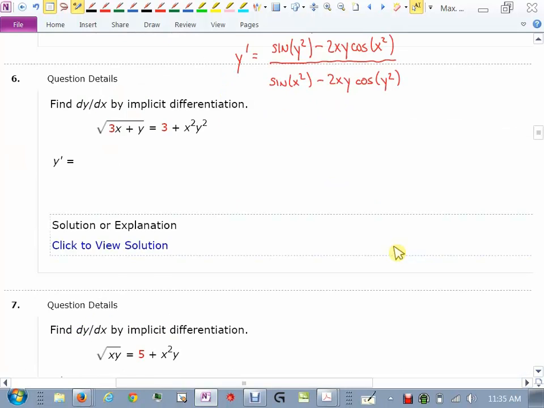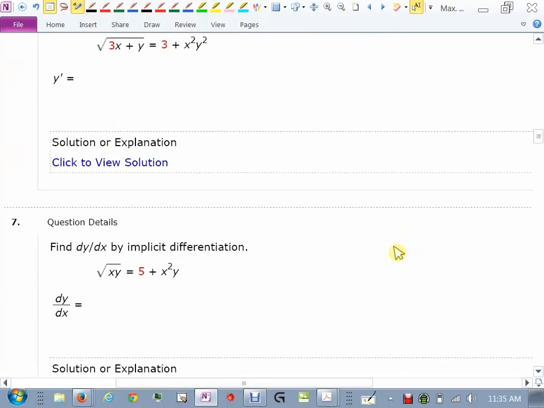All right, next problem. So we're trying to find the derivative here. All right, on the left side, I have a chain rule. I have square root of something. So derivative of square root of something is 1 over 2 times the square root of that something. Now chain rule says now derivative of what's inside. So I do these term by term. Derivative of 3x is just 3, plus the derivative of y, which is y prime. Now that's the derivative of the left side. The right side, derivative of 3 is 0, so I don't need to put anything.